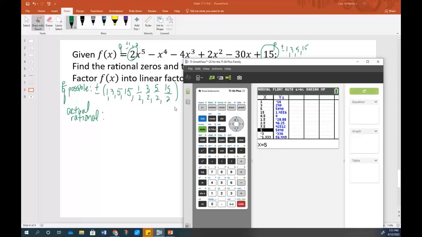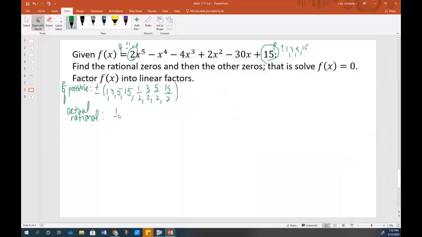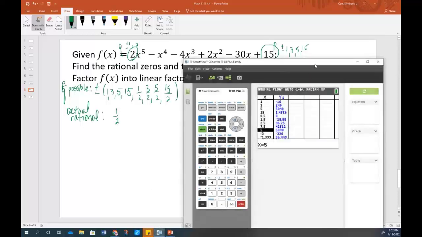All right, so I did get a 0 at 1/2. So let me go ahead and write that one down before I try all my negatives. And that's right here. When I put in 1/2, I got a 0. But I haven't tried any of the negatives yet. I just as well go ahead and try as many of those as I can.